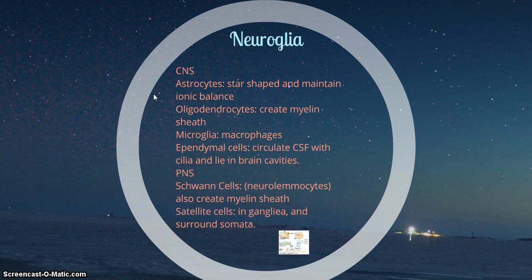Now let's talk about neuroglia. There are different neuroglia depending on where you are in the nervous system. In the central nervous system, which once again consists of the brain and spinal cord, there are astrocytes, oligodendrocytes, microglia, and ependymal cells. In the peripheral nervous system, which is the spinal and cranial nerves, there are two different types of neuroglia, the Schwann cells and the satellite cells.